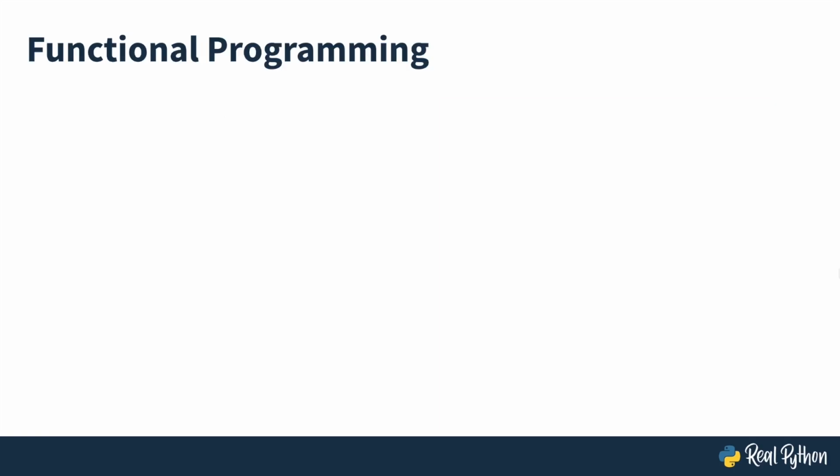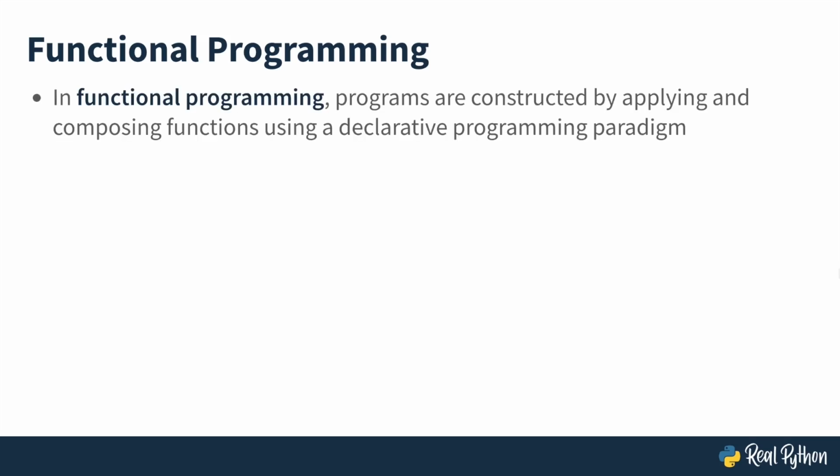All of these three functions, mapping, filtering, and reducing, are three important ideas in functional programming. In functional programming, programs are constructed by applying and composing functions using a declarative programming paradigm. One of the basic ideas is that you write your programs focused more on what it is that you want to do and not so much about the nitty gritty details on how to do it. And you'll see what I mean by this through some of the examples that we do.